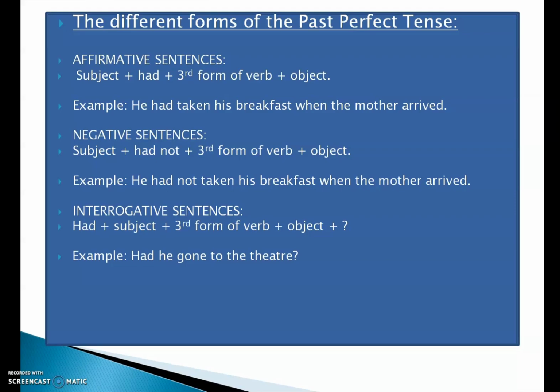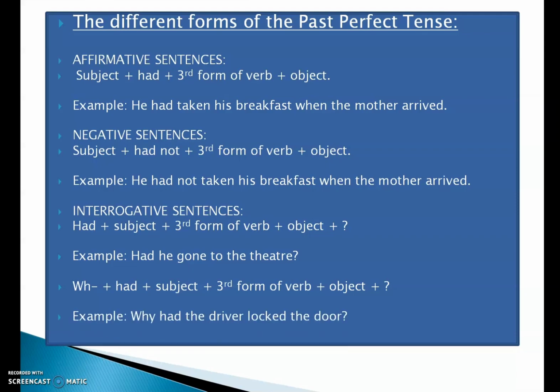Alright. So please revise yourself, revise these notes very, very carefully. It will definitely help you while speaking in the past tense correctly. Okay. And okay, again there is WH question. WH questions also we add had. Why had the driver locked the door?